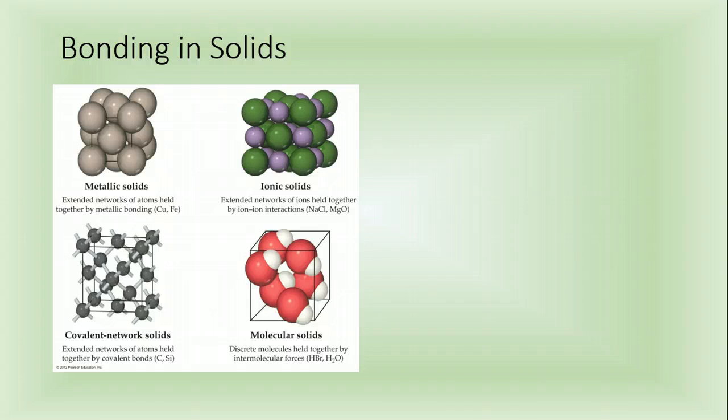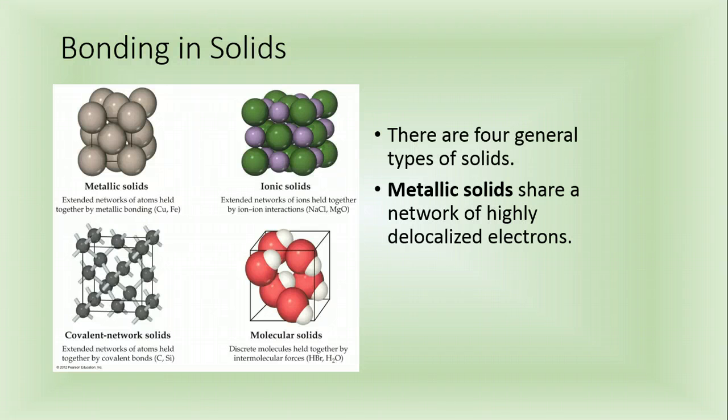So on the screen right now, we've got the 4 different classifications of crystalline solids: metallic solids, ionic solids, covalent network solids, and molecular solids. You can see the different depictions, and we're going to go through what the differences are. For the metallic solids, we are looking at metal atoms at our lattice points. Usually it's metal atoms of one particular type. We're talking about a pure metallic solid.